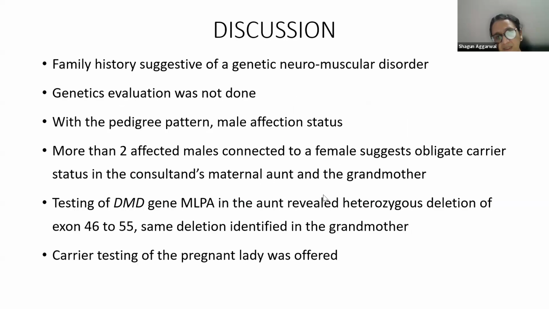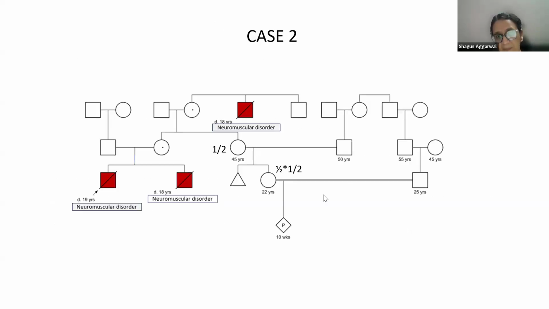So if the chance for this lady is 1 by 2, that is 50%, the chance for our patient is again 50% of 50%. That is 1 by 2 into 1 by 2, which makes it 1 by 4 or 25%. So by looking at this pedigree, we found out that this is X-linked recessive. We found out that the lady who has come to us is at the risk of being a carrier, and that risk is 25%.